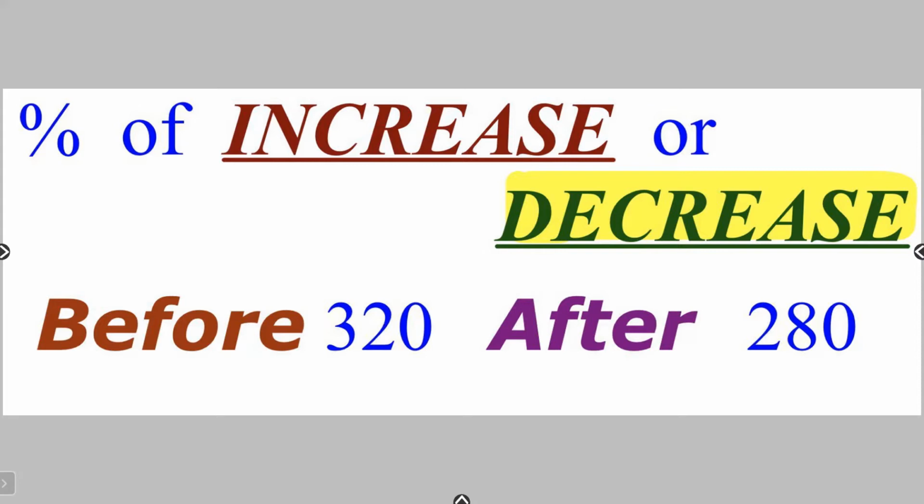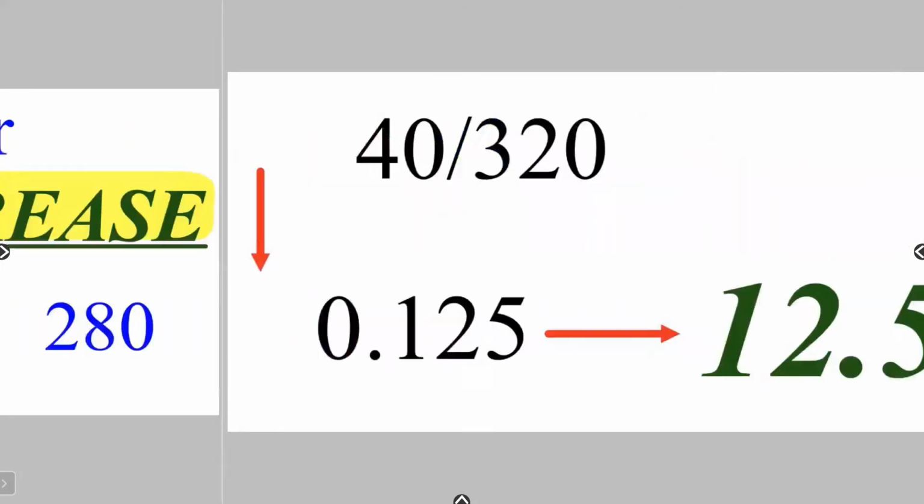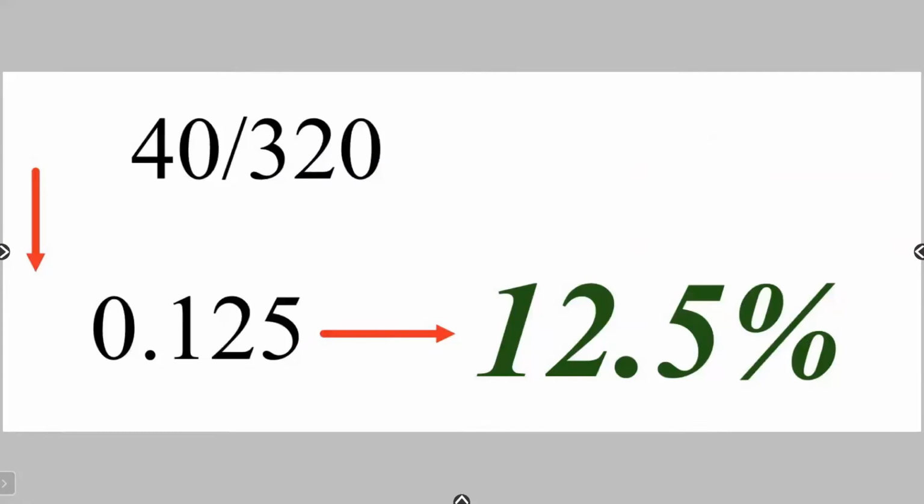The bottom of your fraction, which we call the denominator, will always be your before number. So your top number is the difference between the before and after number. The bottom number is going to be the before number. So it's going to look like this. Now I'm going to have a fraction that's 40 over 320.